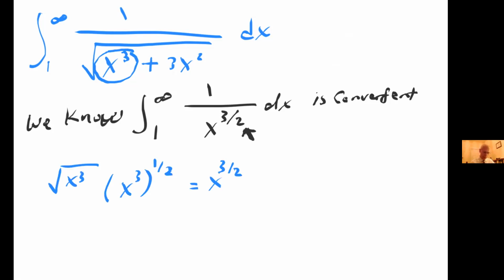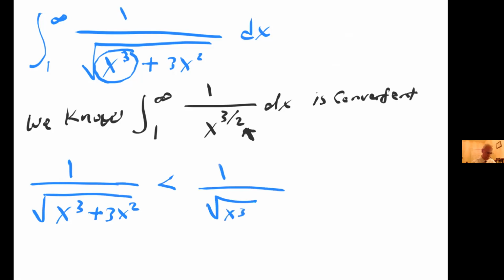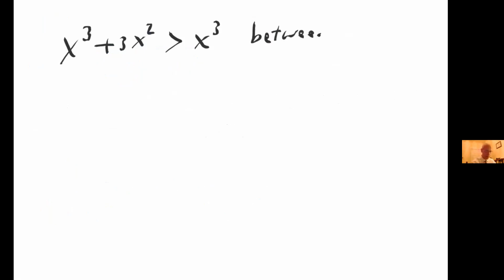All right. So let me clean this. So now I can say that 1 over the square root of (x cubed plus 3x squared) certainly is smaller than 1 over the square root of x cubed, because we have a bigger denominator in here. All right, so let me go to the next page and claim that x cubed plus 3x squared certainly is greater than x cubed, between 1 and infinity, and those are the boundaries for our integration.